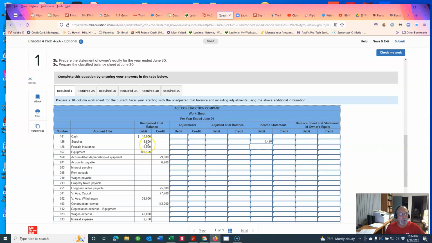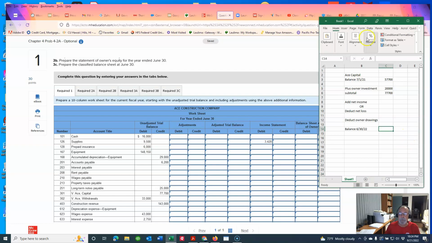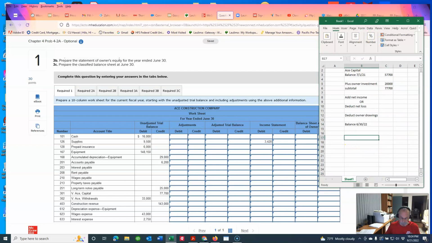Now notice our supplies balance prior to making this adjustment for supplies used is $9,500. So let's see if we can do a quick calculation here using our spreadsheet, supplies used. So beginning balance, adjustment, 9,500. Ending balance, post adjustment is 3,420.